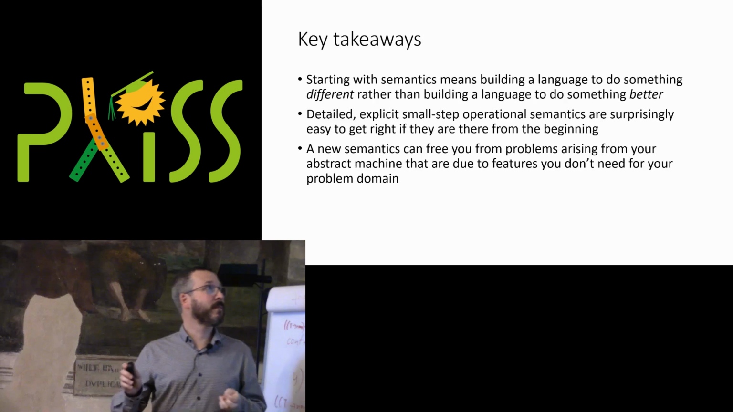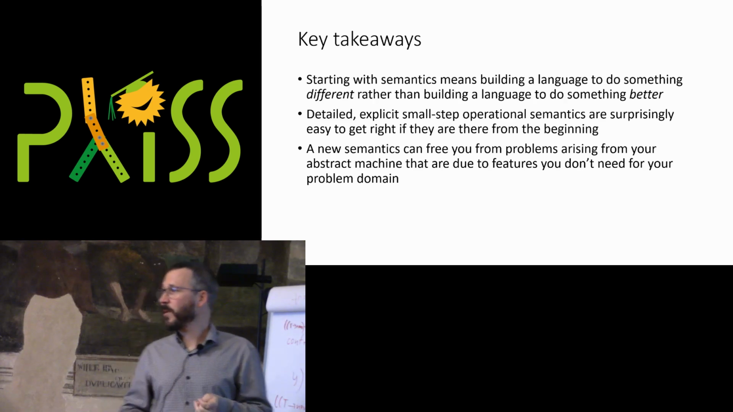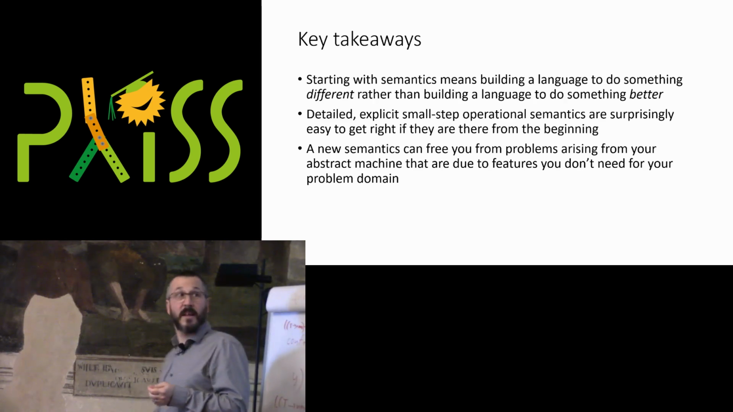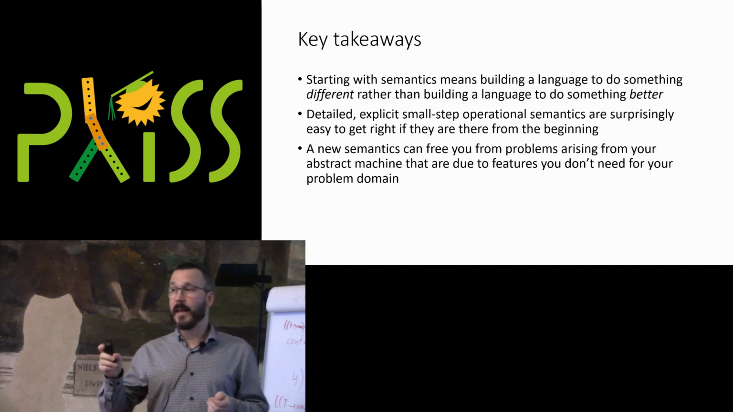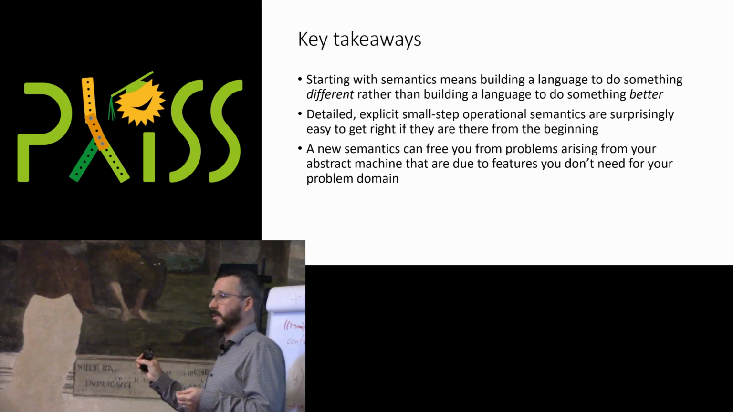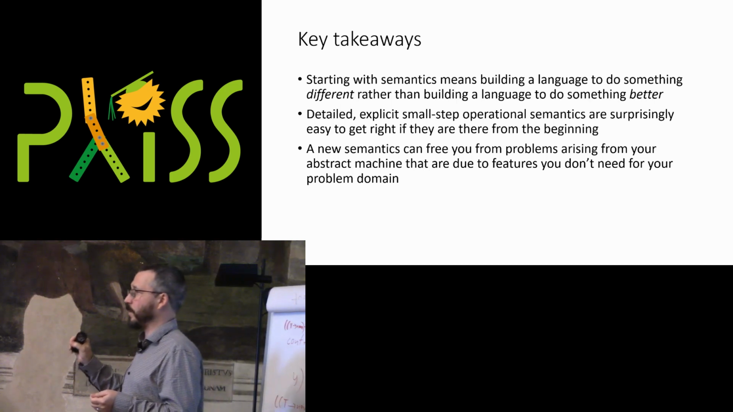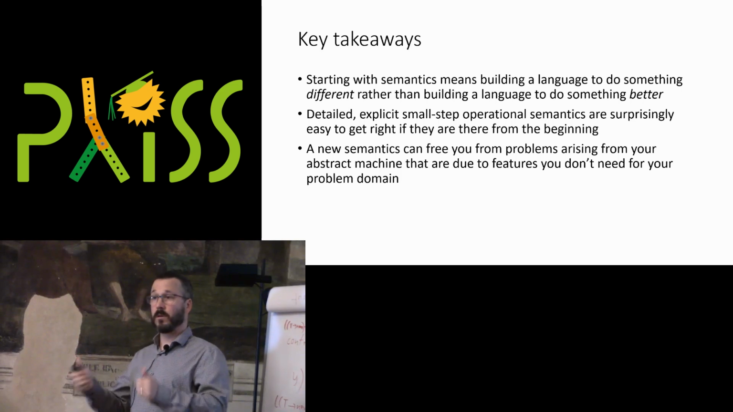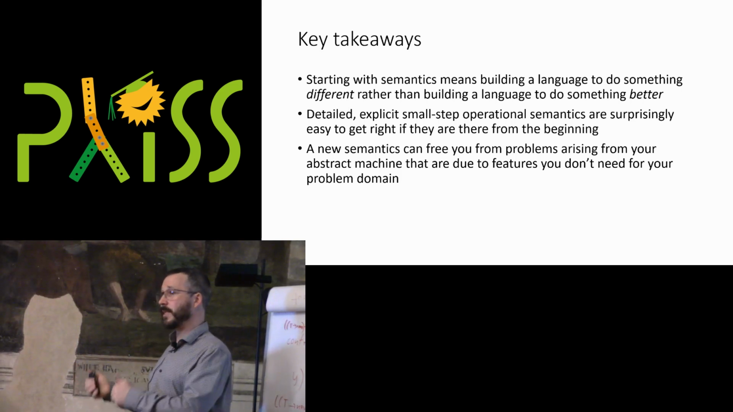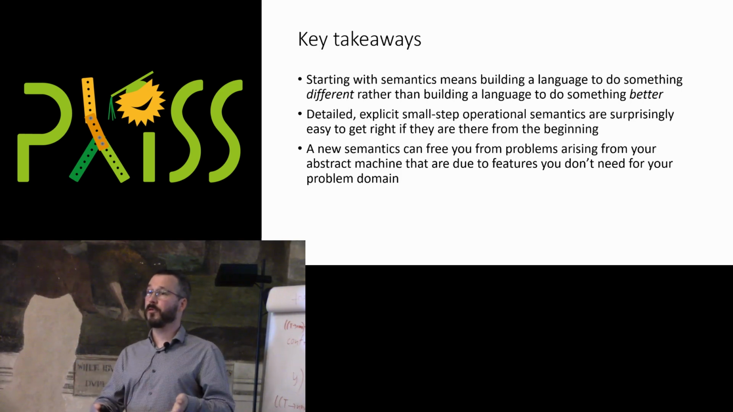All right, so pretty much done here. Key takeaways. First, starting with semantics means you're trying to build a language that does something different, not a language that does something better. Right? If you're trying to do something better, that's a valid design goal, go crazy. Usually you're working with an existing semantics and you're trying to improve the user interface to that semantics. That's usually what we mean when we say better.